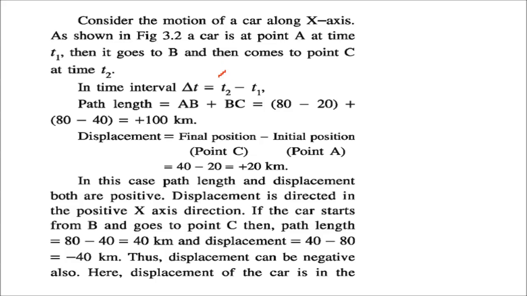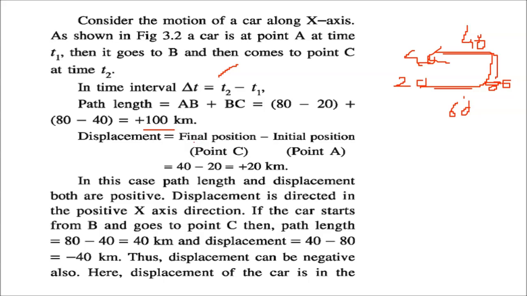Now the time interval was t1 to t2 in the discussion we had. The path length was what? Let us see. From 20, the object moved till 80. So what is the distance? That is 60. Now again it moved back from 80 to 40. What is the distance covered? That is 40. So 40 plus 60 is the total distance covered. So 100 is the correct path length.